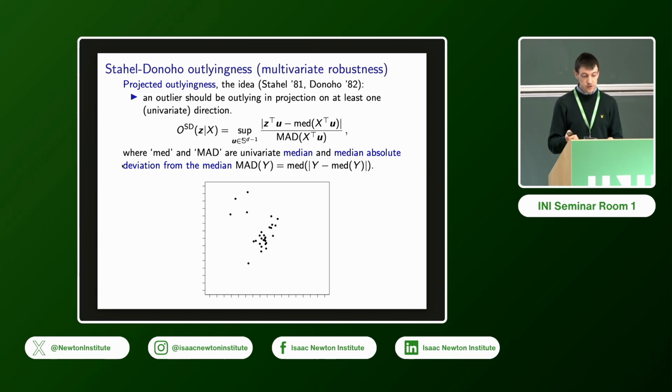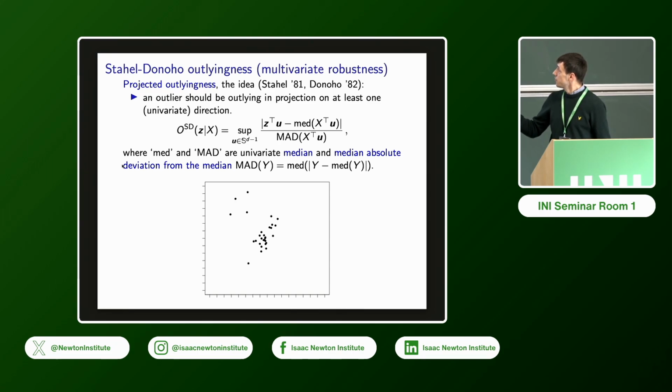So how does it work? The idea of projected outlyingness is the following: a point is an outlier if it is an outlier on at least one projection on some univariate linear space, right? So a direction. Basically the idea is then to find such a direction and then measure the outlyingness. Outlyingness can be measured by something like a Wald-type statistic, right? Where we take the point minus some center divided by the dispersion of the data.